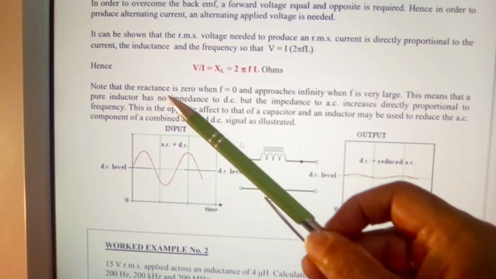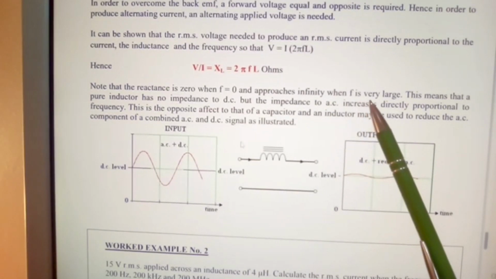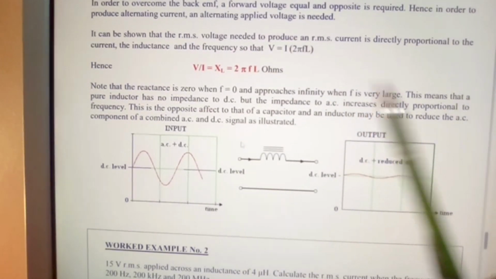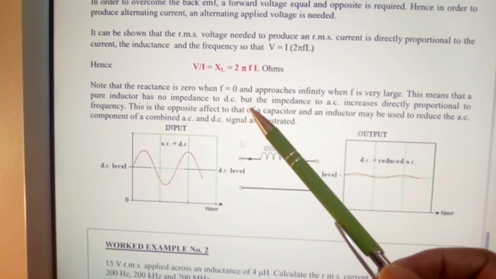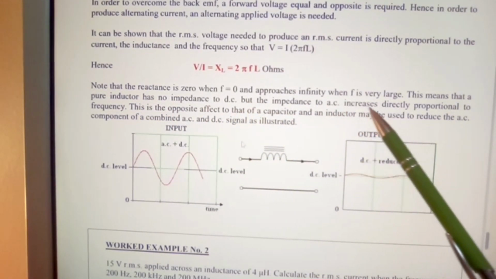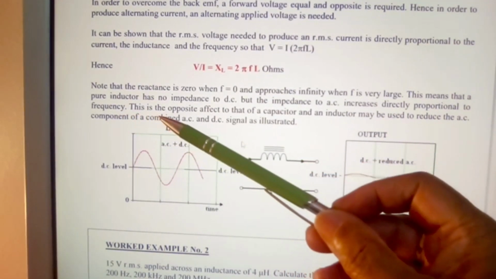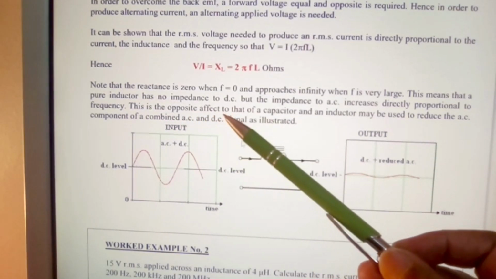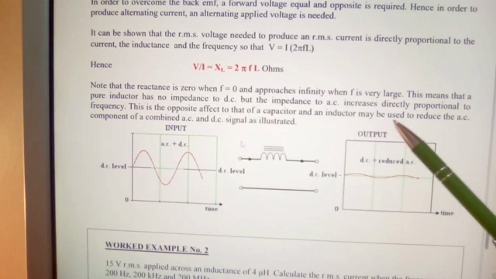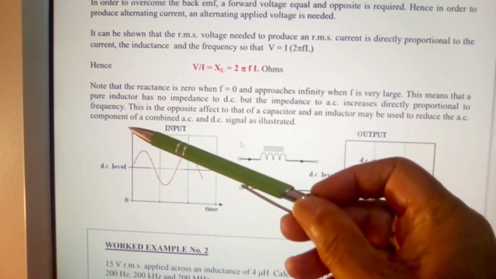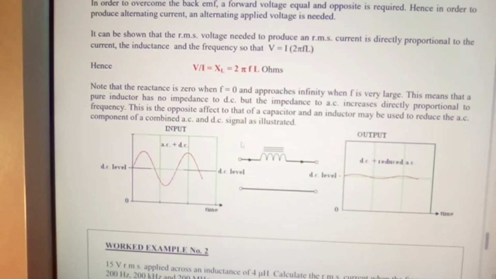Note that the reactance is 0 when F equals 0 and approaches infinity when F is very large. This means that a pure inductor has no impedance to DC, but the impedance to AC increases directly proportional to frequency. This is the opposite effect to that of a capacitor, and an inductor may be used to reduce the AC component of a combined AC and DC signal as illustrated.